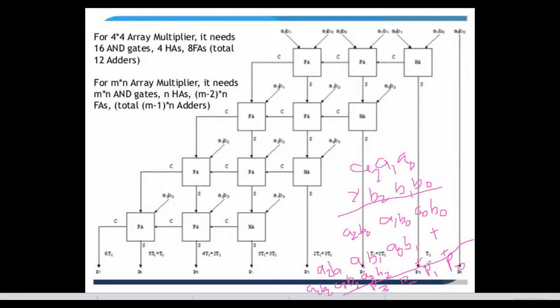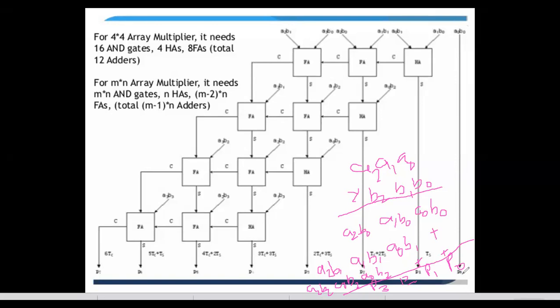The same thing here, just see. In the first case we took 4 bits. Here this example is for 3 bits, but you can also design it for n bits, an n-bit array. Here A0 with B0, the product is P0.